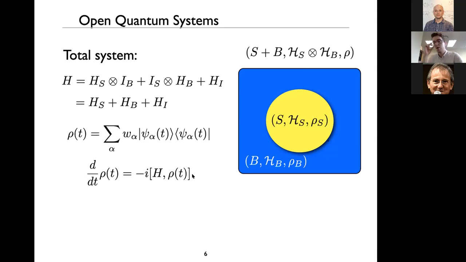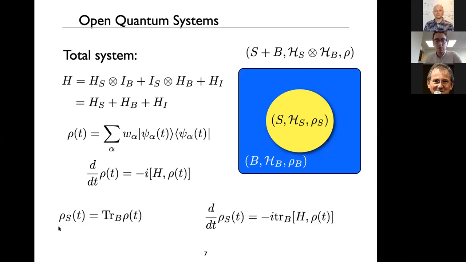So if you recall, if you perform the partial trace over one of the systems of a density matrix of a composite system, you're effectively throwing away any information that we have about that system. By doing that in this equation of motion, we can set up an equation of motion just for the reduced density matrix rho S, which implicitly describes the effect of the environment on our open system. So by this partial trace operation, we can derive an equation of motion for this reduced density matrix.